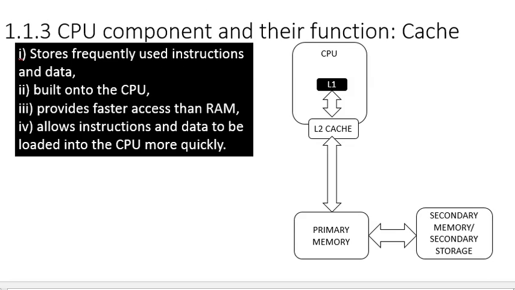Right, CPU components and their function. The cache. The cache stores frequently used instructions and data. It is built into the CPU, so we're talking in this day and age primarily level 1, level 2 and 3 cache. It provides faster access than RAM because it's built on SRAM, static RAM, as opposed to the slower dynamic RAM that primary memory is composed of. It allows instructions and data to be loaded into the CPU more quickly.